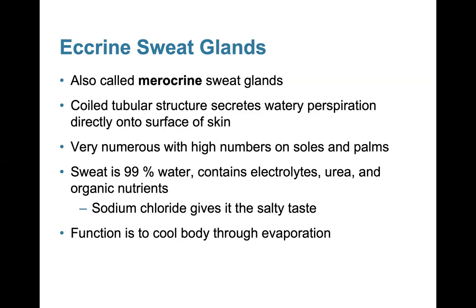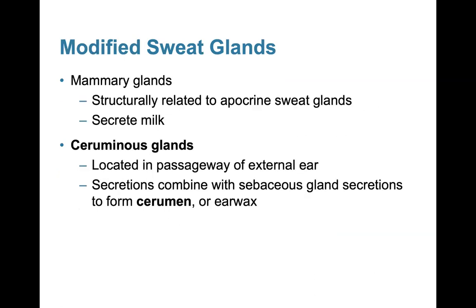Eccrine sweat glands are also called merocrine sweat glands. You have a coiled tubular structure that secretes watery perspiration directly onto the surface of the skin. These are very numerous, with high numbers found on the soles and the palms. Sweat is essentially 99% water. It contains electrolytes, urea, and organic nutrients, and its function is to cool the body through evaporation.